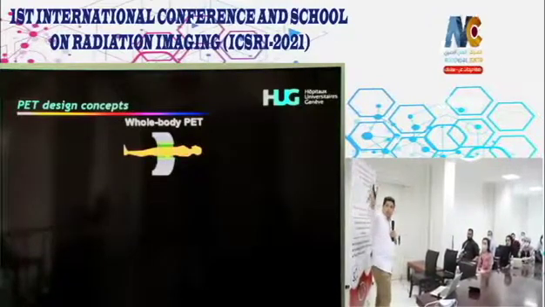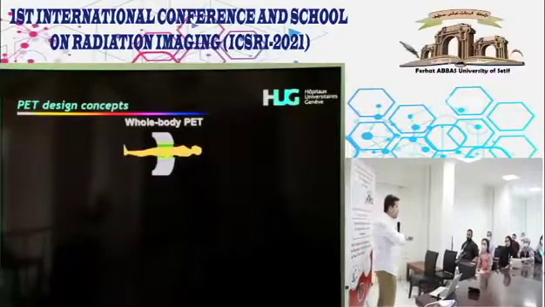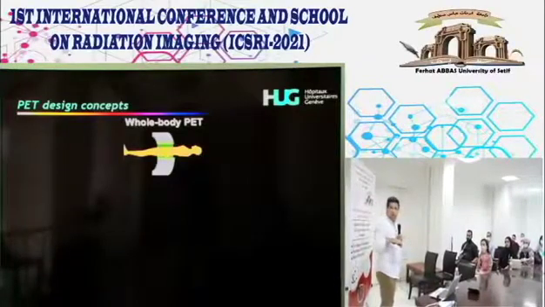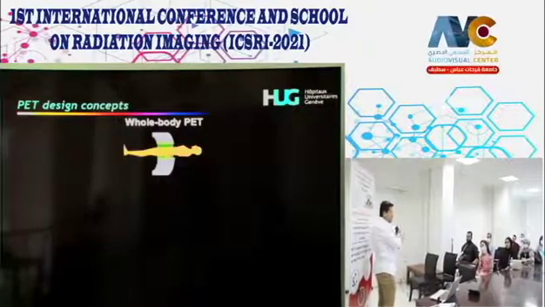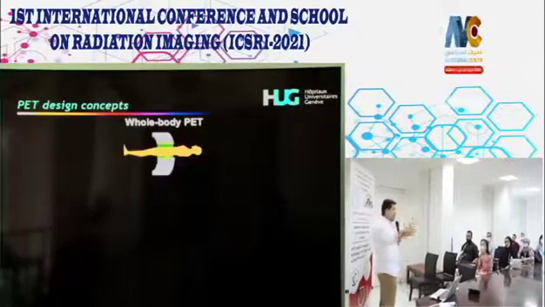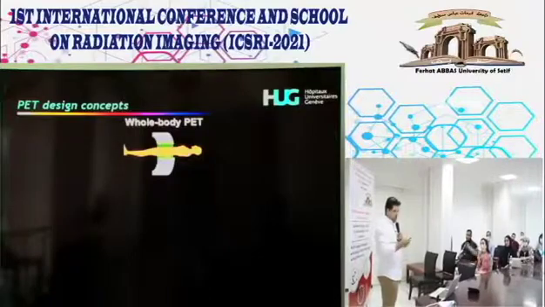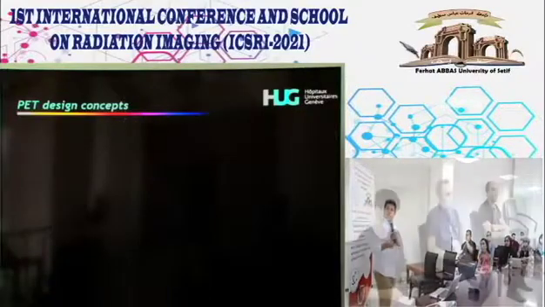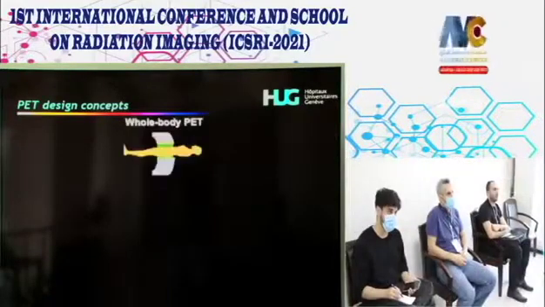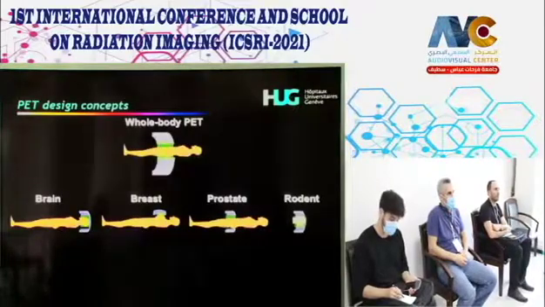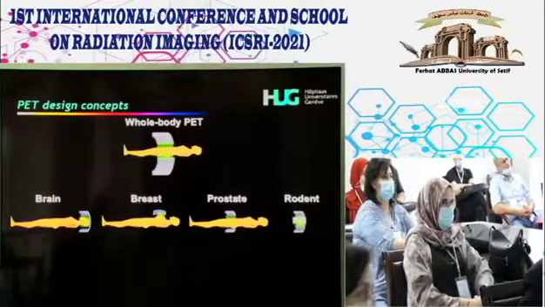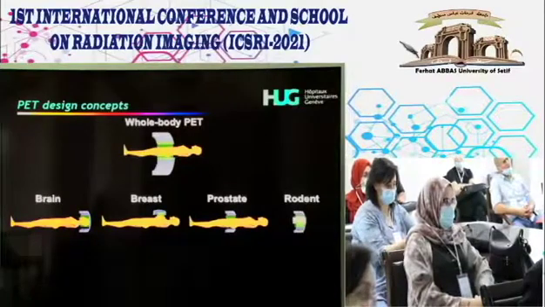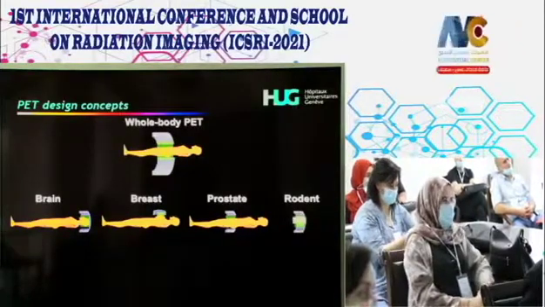You need to do multiple scans, basically by translating the patient's bed, and then you acquire multiple images covering different fields of view, and then you stack the images at the end to get the whole body images. So this is one geometry, and then you have got some systems dedicated for brain imaging, for breast imaging, with a limited axial field of view, smaller diameters to get better spatial resolution.